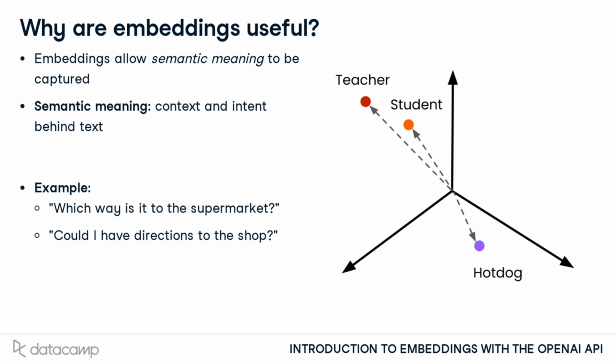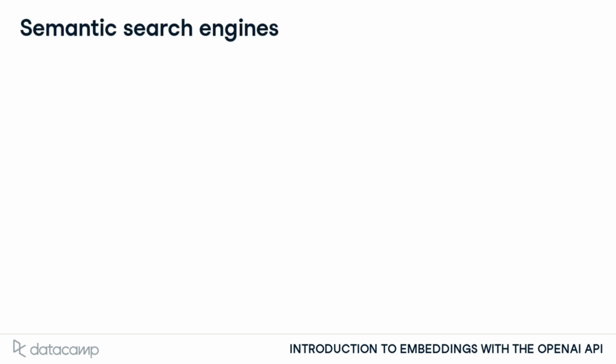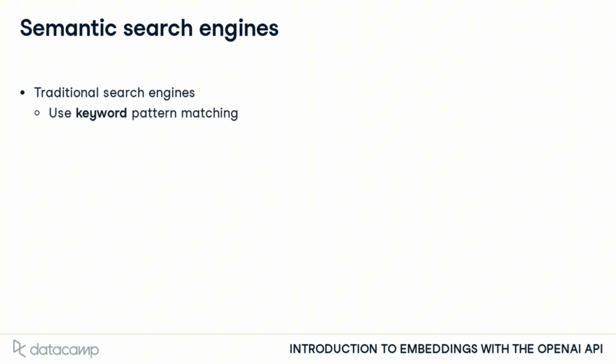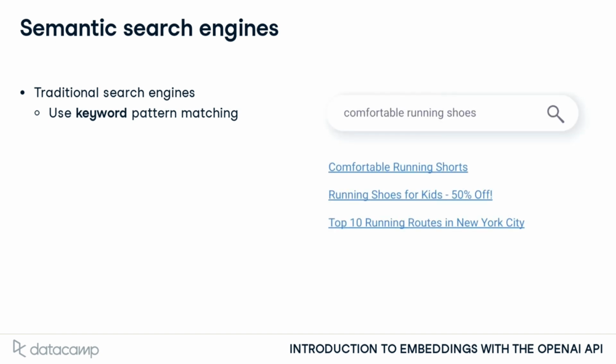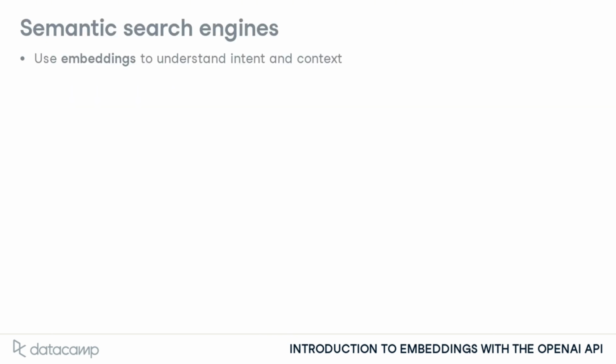Let's take a look at some of the most powerful use cases being enabled by embedding models. Embeddings enable the creation of semantic search engines. Traditional search engines use keyword pattern recognition to return relevant results. For example, searching "comfortable running shoes" on a traditional search engine may return results containing the keywords comfortable, running, and shoes, but may miss the true intent behind the searcher's query. It will also miss variations on the words provided, like soft instead of comfortable and sneakers instead of shoes.